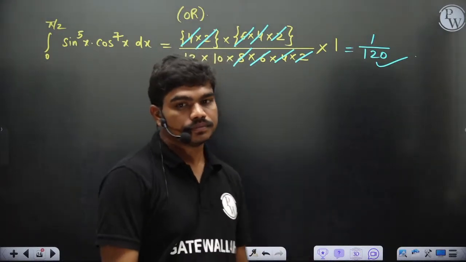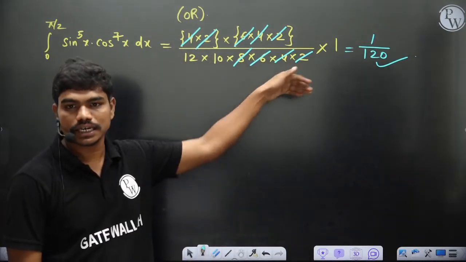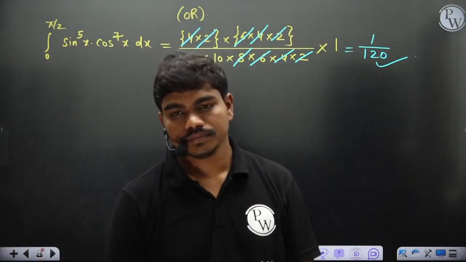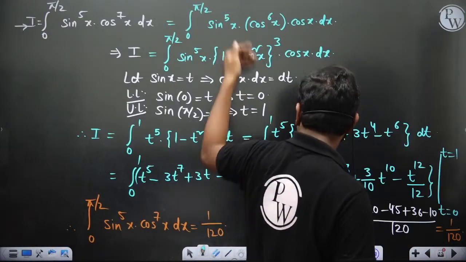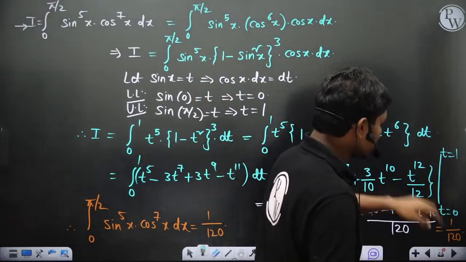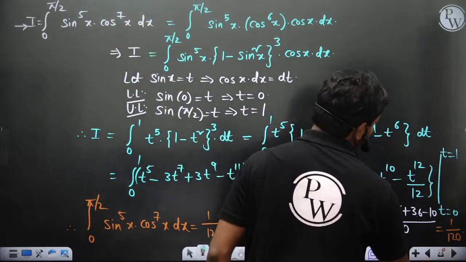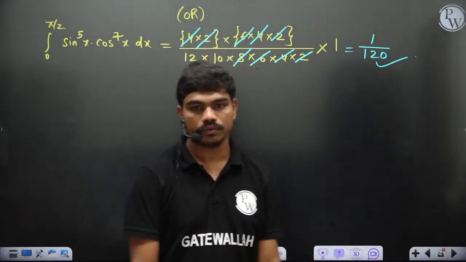Did you all understand how to apply the reduction formulas and solve? And in case you don't remember the reduction formula, you can apply this procedure. In tomorrow's class I'll teach something called beta and gamma functions, where again you will see some technique to solve these integrals. But this is the shortest way in which you can get the integral value.